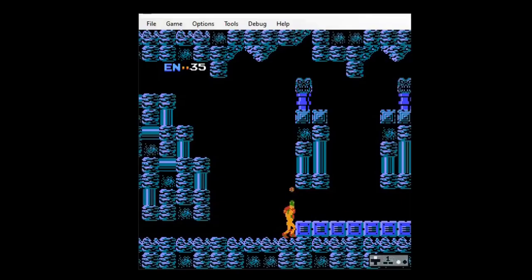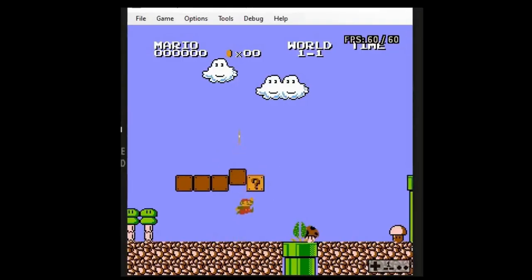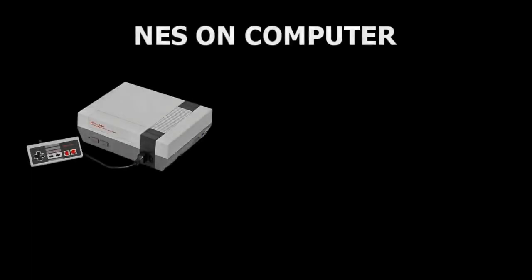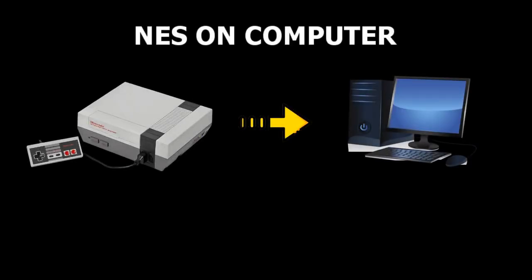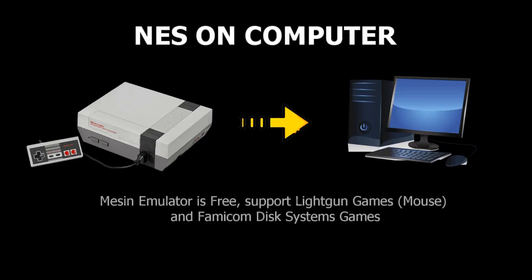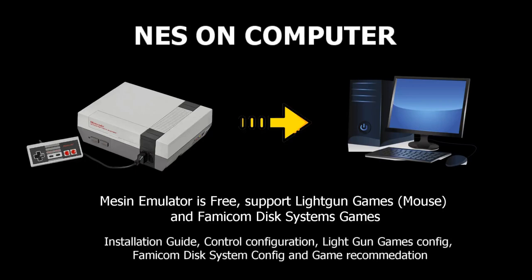The NES featured a number of iconic, awesome games such as Metroid, Super Mario Bros. and Contra. In this video, I will show you how you can play your classic NES and Famicom games on your PC. There is no installation needed as the emulator we will be using, Mesen, is a lightweight software and doesn't require much system requirement to run classic NES games. This emulator is free and supports light gun games and Famicom disc games. Today, I will go through the installation guide, game control configuration, light gun game setup, my NES game recommendations, and the Famicom disc game setup.